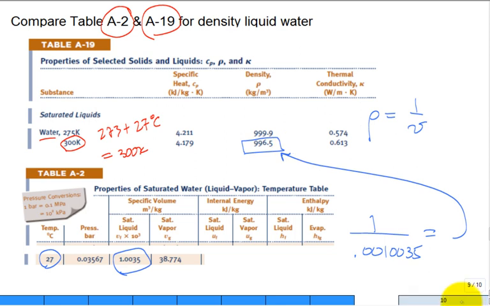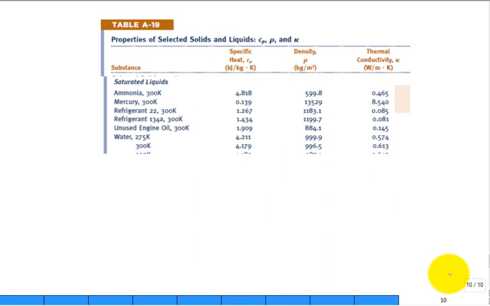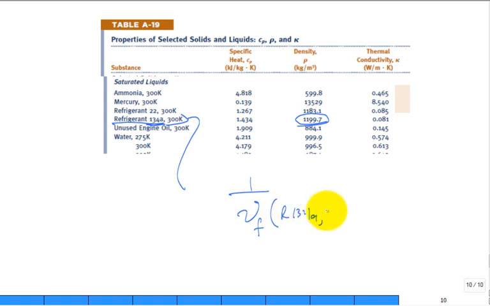You can do the same thing for refrigerants. So here is refrigerant 134A at 300 Kelvin. You can check that density by going into the table for refrigerant and around 27 degrees C, saturated liquid density calculated. Reciprocate this v sub f, 1 over v sub f for the refrigerant 134A at 27 degrees C, and it should come in close to that reported density. And it will. All right.